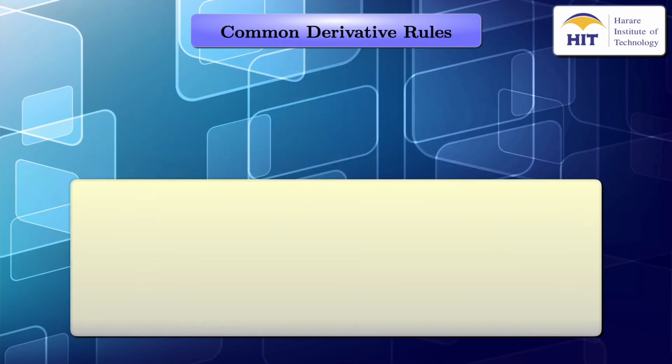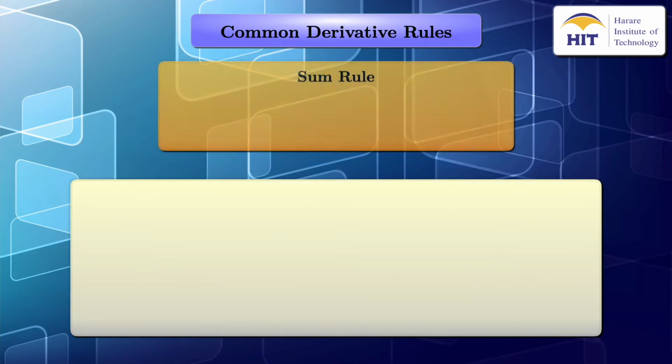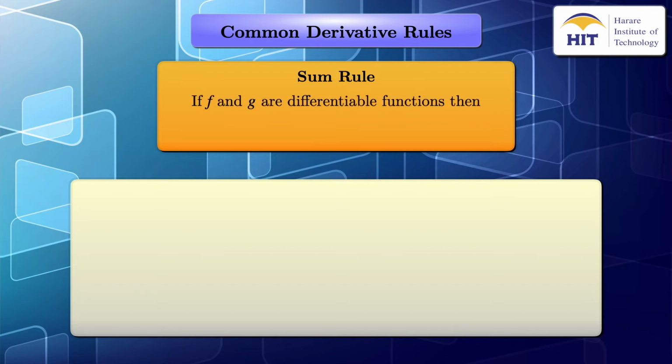I now go on to the next rule, the sum rule. For the sum rule, if we have functions f and g which are differentiable, then the derivative with respect to x of f of x plus or minus g of x is equal to the derivative with respect to x of f of x plus or minus the derivative of g of x with respect to x. So when you are differentiating a sum, we just add the derivatives. When you are differentiating a difference, we just subtract the derivatives.